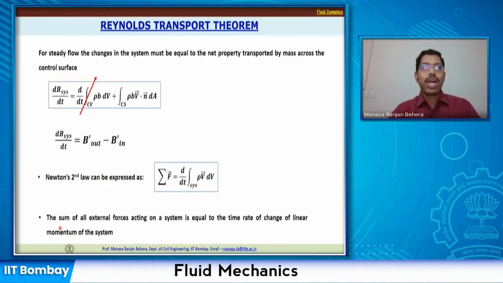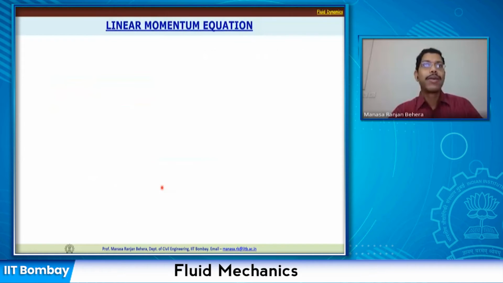So basically we can write down that the sum of all external forces acting on a system is equal to the time rate of change of linear momentum of the system. Again I am just trying to explain that the sum of external forces acting on a system is equal to the time rate of change of linear momentum of the system. This is nothing but your linear momentum. If we take the time rate of change of linear momentum, that is going to give us the forces. So from this concept we could derive the linear momentum equation, which to some extent I have already shown you, but we will see that in detail.